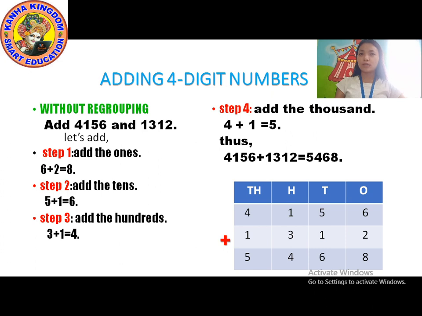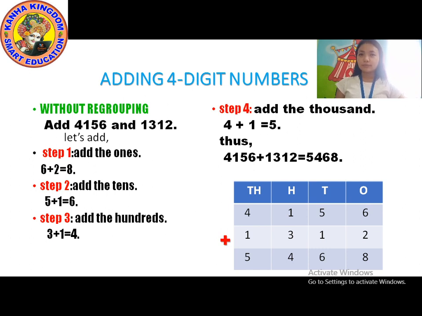So 4 plus 1 equals 5. So we have to write 5. While adding the thousands, we got 5 as a sum. So we have to write 5 in the thousands column.